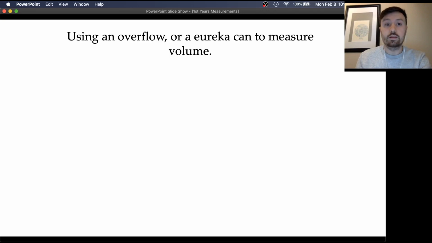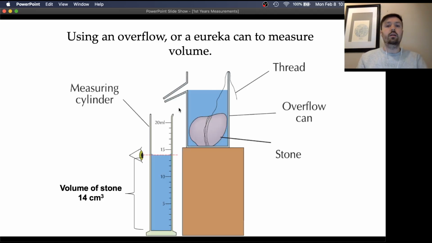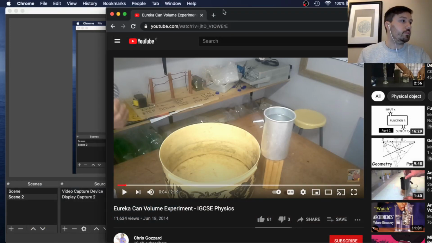Another way we can do this, and this is something that's a little bit more difficult to show, is using something called a Eureka can, okay? And I'll show you guys a short little video here. It's kind of hard to hear, so I'm just going to talk over it.